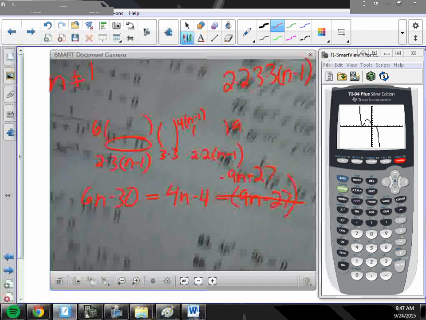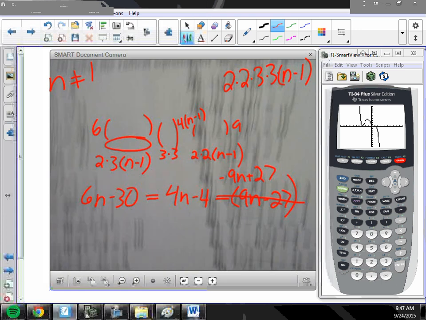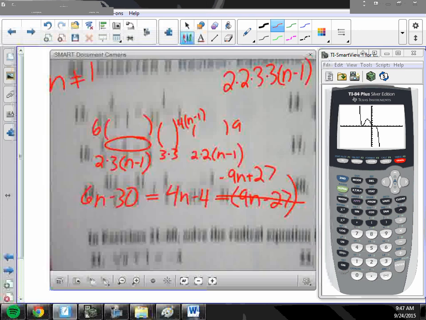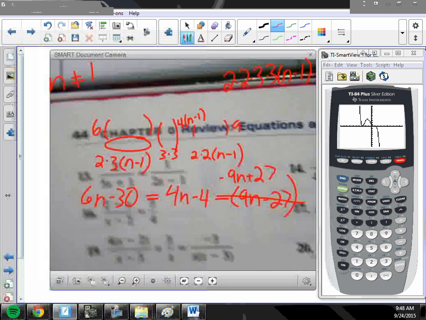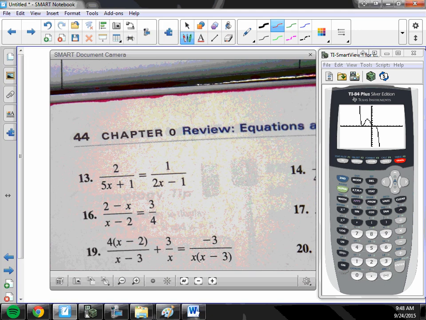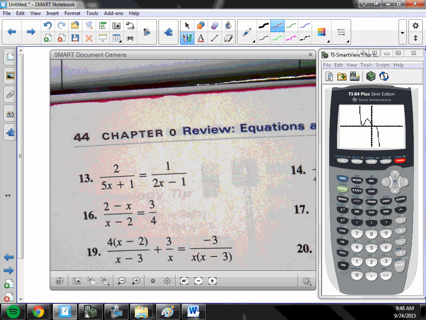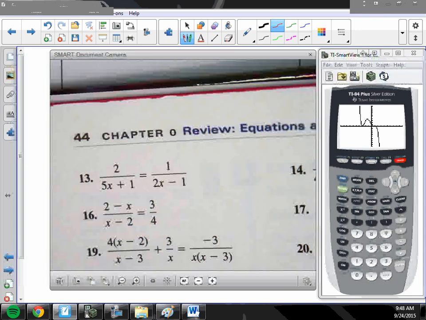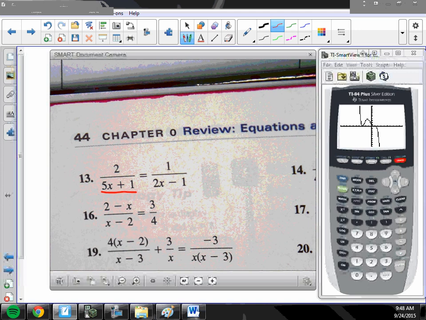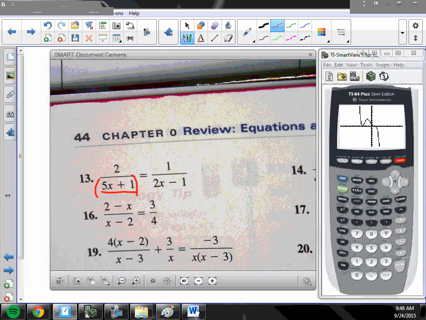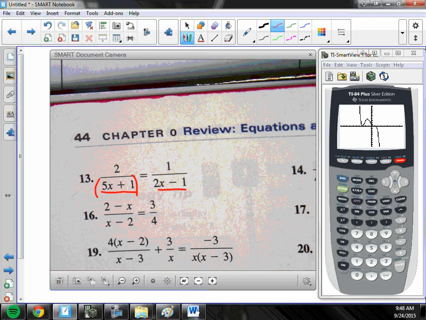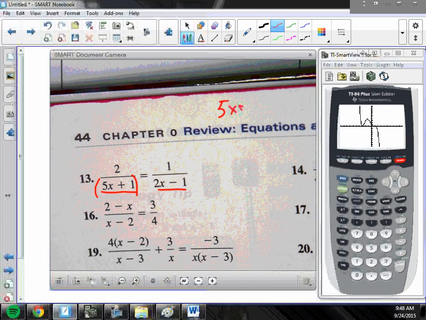For number 13, what is the common denominator going to be? Can we pull anything out of this? No, so that is one of the factors. Can we pull anything out of that? No, so what's my common denominator? 5x plus 1 and 2x minus 1.